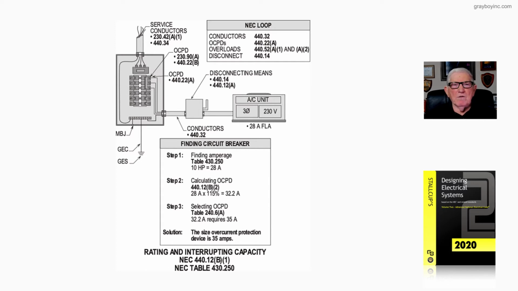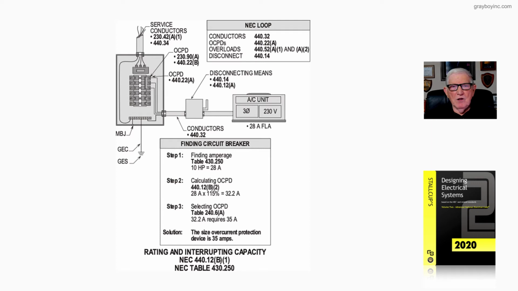Now the overcurrent device, you see its setting is 440.22a, either 225% maximum or 175% minimum. And we have an illustration, if you want to look at that, just type in your 440.22a or type in overcurrent protection. It'll come up and you can review that particular illustration. We reviewed it just previously in this chapter 19.